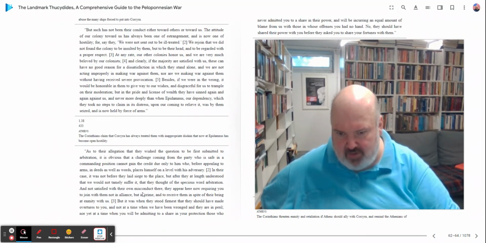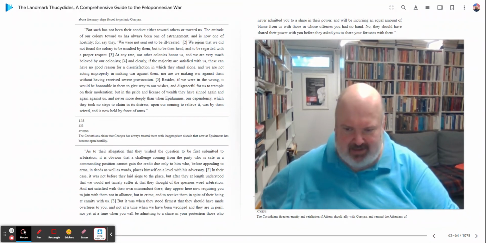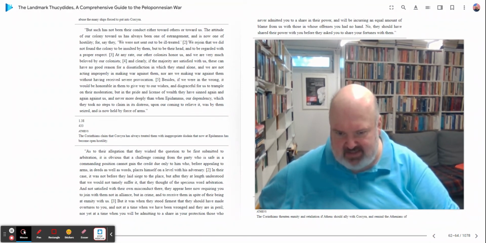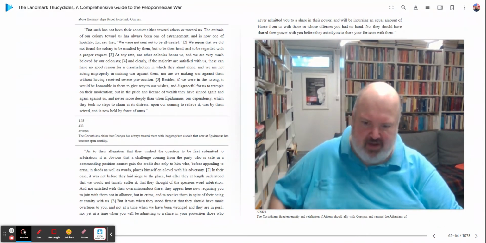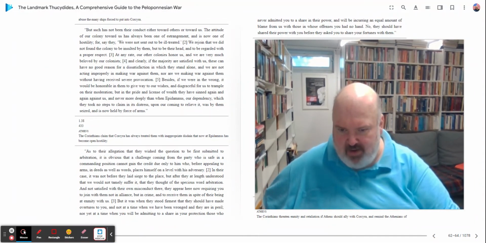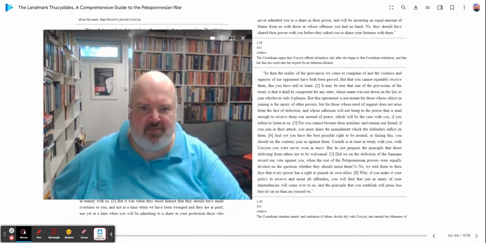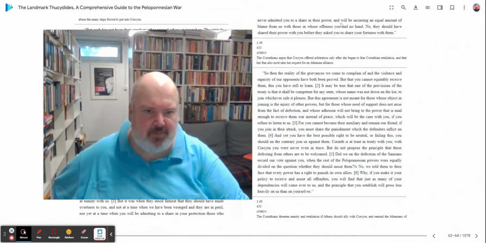And not satisfied with their own misconduct here, they now require you to join them, not in an alliance but in crime, and to receive them in spite of their being in enmity with us. But it was when they stood firmest that they should have come to you, made their overtures to you, and not at a time when we have been wronged and they are in peril, nor yet at a time when you will be admitting to a share of your protection those who never admitted you to a share of their power.